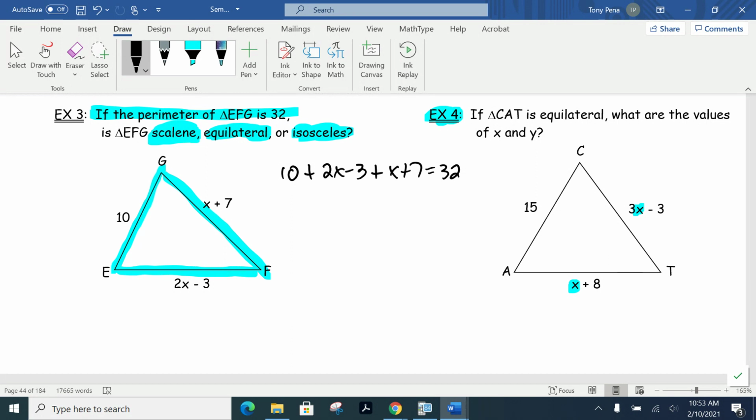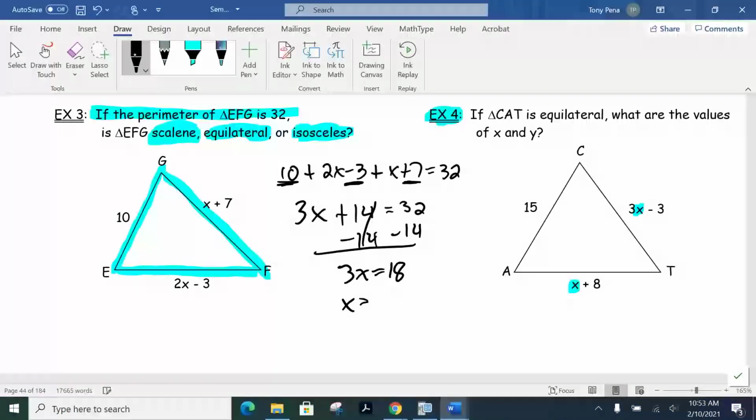The algebra with this, we need to be pretty good with solving equations. Notice how we have like terms here. We have 2x and a 1x, so we have 3 x's. And then I have a 10, a negative 3, and a 7. So that's 14 when we add up those constants. And then that equals 32. Now we're ready to subtract that 14 over. Divide, and what we would find then is x is 6.